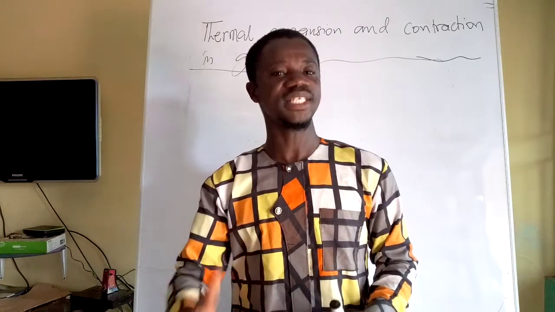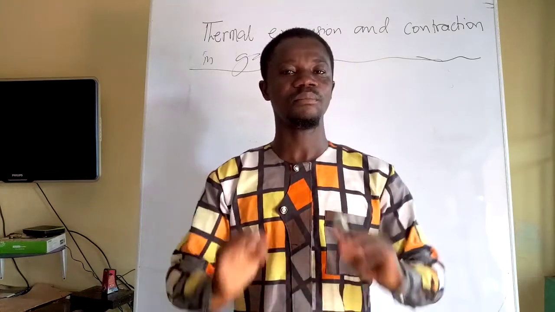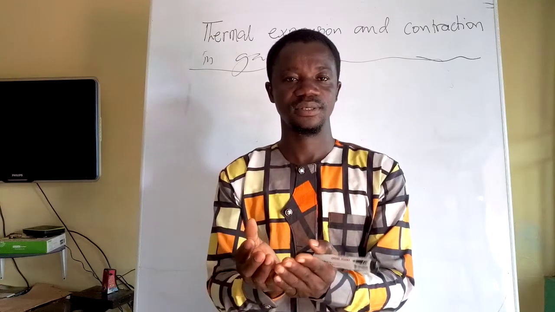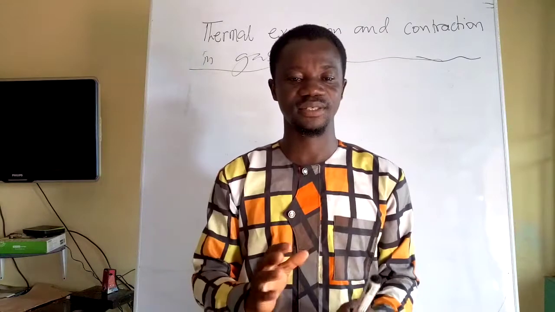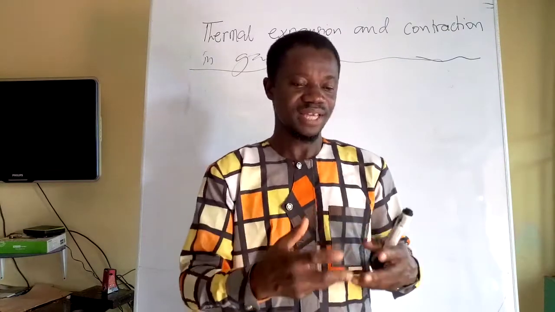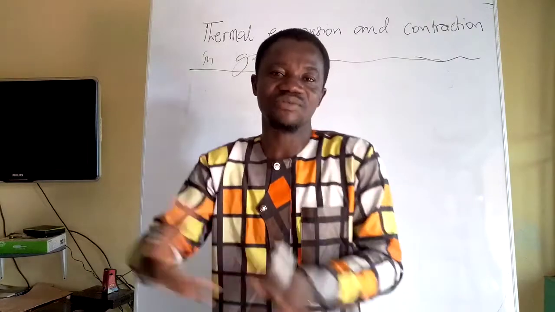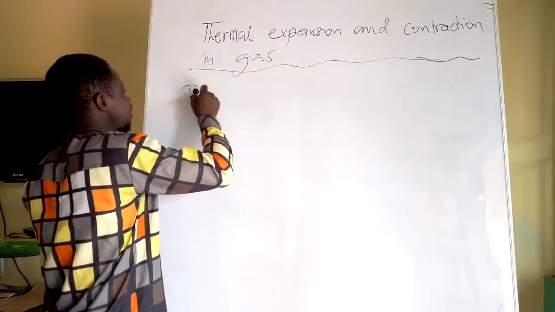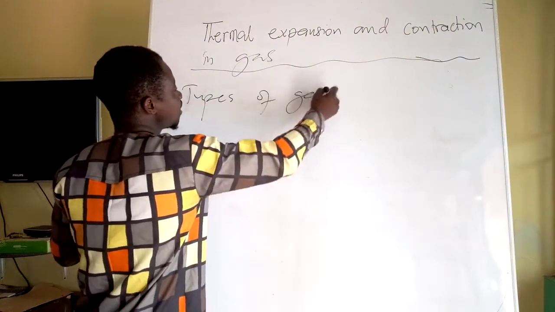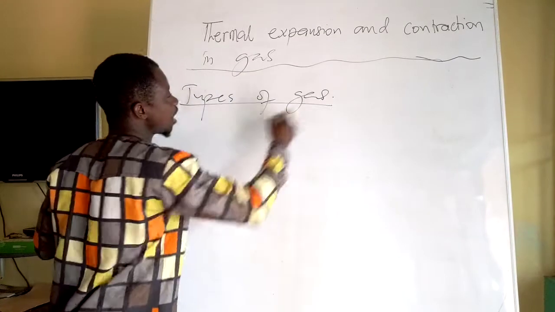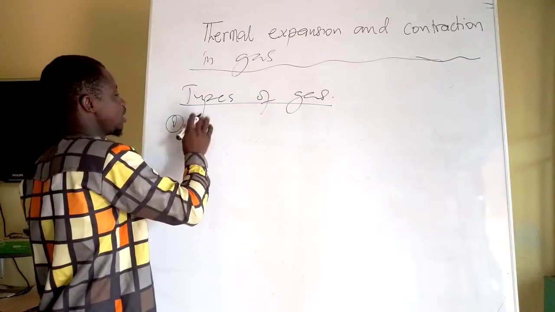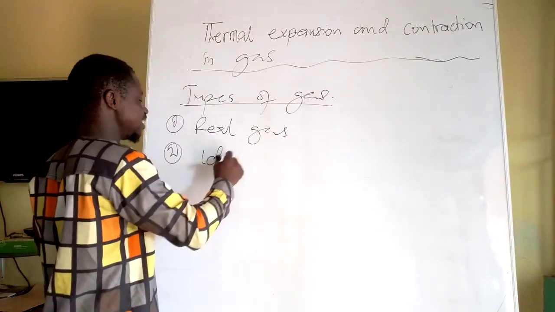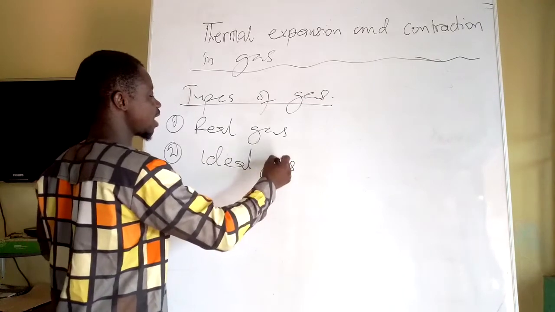Now, in dealing with gases, scientists modeled a gas. They modeled a gas and dealt with it, then later compared it with reality, the real gas. So we have two types of gas: 1, real gas, and 2, ideal gas.